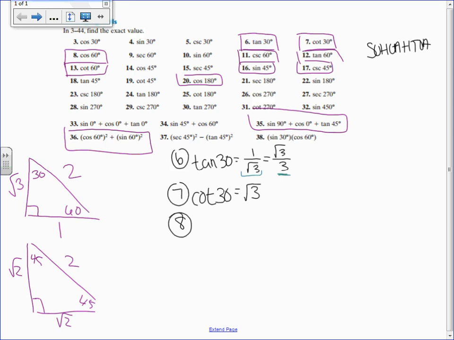Number 8, the cosine of 60. I'm in the same triangle, but now I'm at my 60-degree angle. Cosine is A over H, which is adjacent over hypotenuse, so cosine of 60 is 1/2.